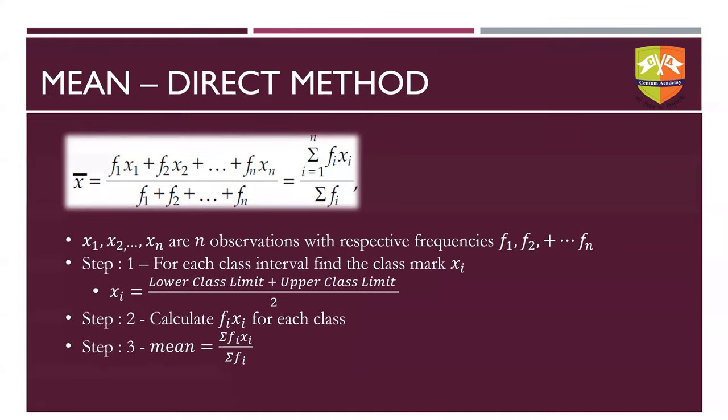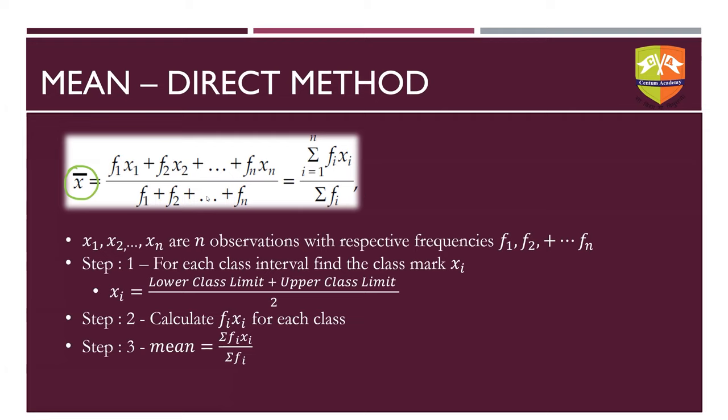What is X bar? The mean is given by this X bar. X bar is F1 X1 plus F2 X2 plus up to Fn Xn, like that. You have to add all and divide by the sum of all the frequencies. We'll take an example and understand. But tell me, is this formula clear to everyone? Anyone has any difficulty in this formula? Any issues in understanding the formula? We'll take an example that will make it much easier.